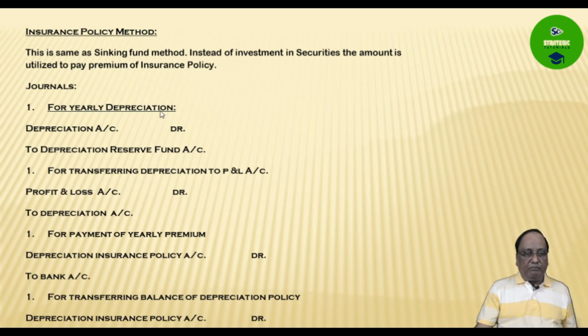So every year, for the first time, depreciation is debited to depreciation reserve fund account. For transferring depreciation to P&L, debit to depreciation. For payment of yearly premium, depreciation insurance policy account debit to bank account. For transferring balance of depreciation insurance policy account, debit to depreciation reserve fund account.